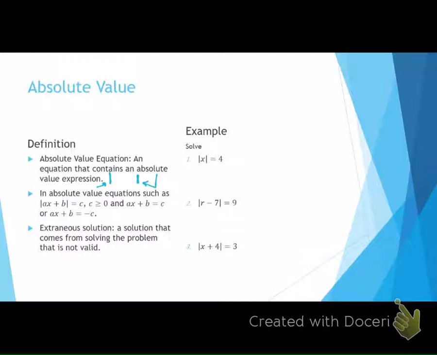In absolute value equations such that the absolute value of ax plus b equals c, c must be greater than or equal to 0. What that's saying is that absolute value always equals a positive number.